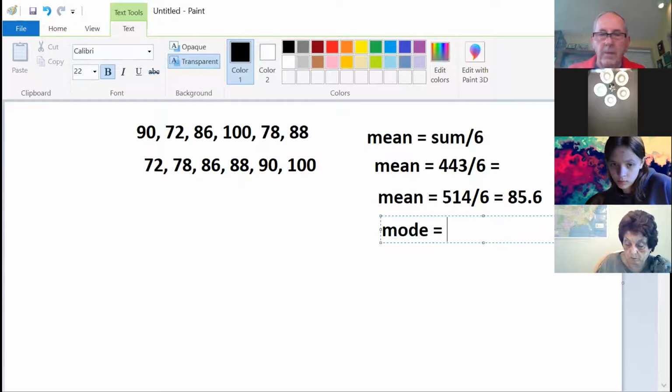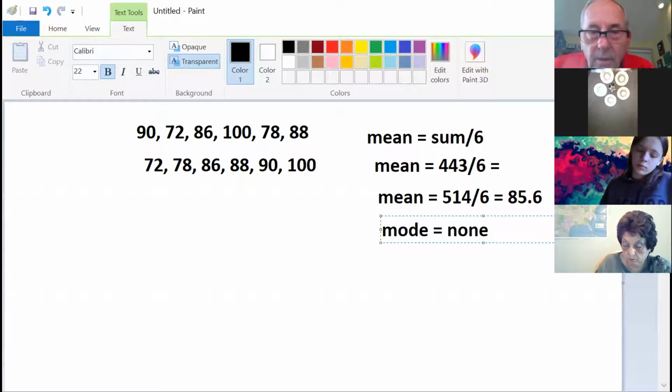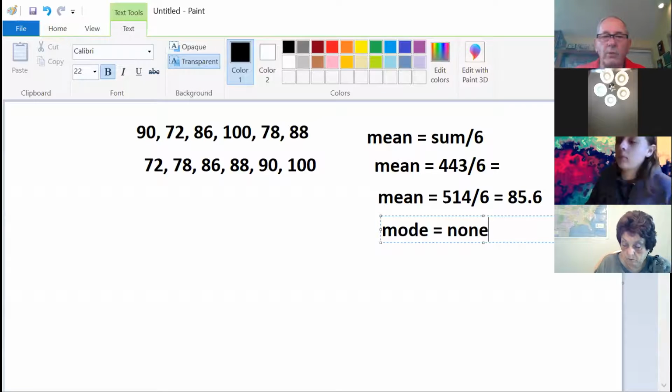The mode is the value that occurs most often. Right, and so it's none, right? There is no mode. So the answer is none for mode. So now what's the median?